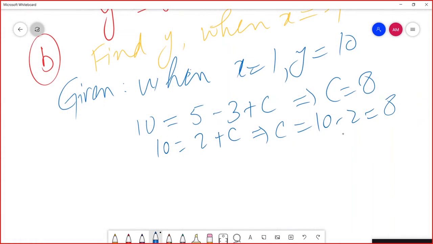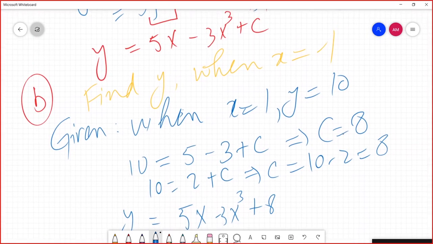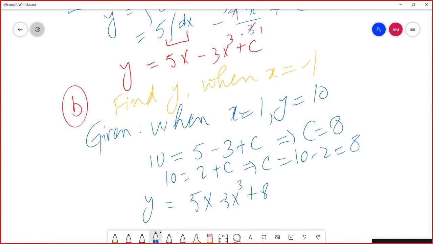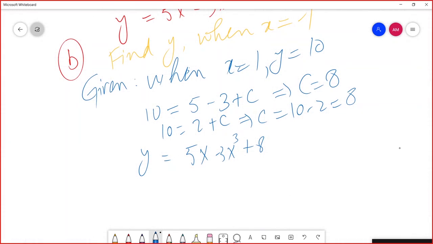So our equation becomes y is equal to 5x minus 3x cubed plus 8. If you compare them, 5x minus 3x cubed. So now we come to the other part.